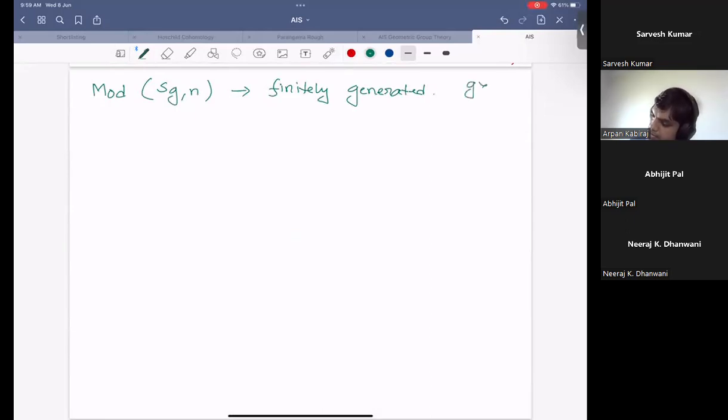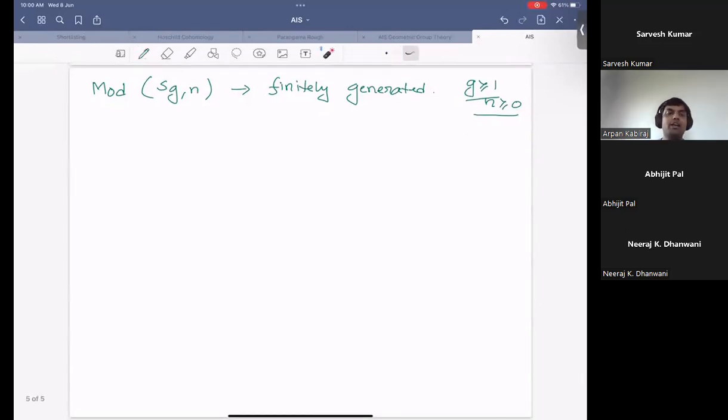So here we will assume g is greater than or equal to 1, n is greater than or equal to 0. Okay. So whenever we have a result where we want to show that a group is finitely generated or finitely presented, what are the techniques that we know? Can you remember any result that you have seen so far in your course or in these discussion sessions or in the talks where you prove a group is finitely generated or finitely presented? Milnor-Schwarz type. Thank you.